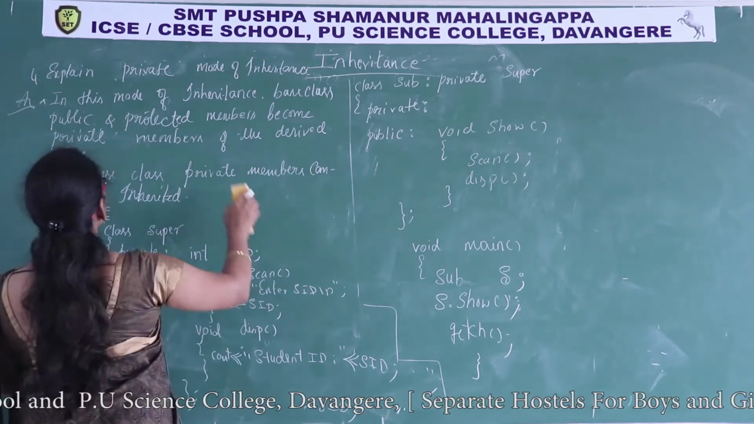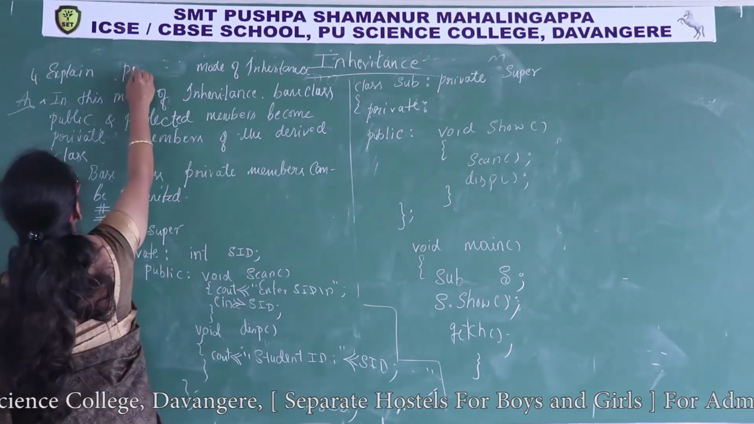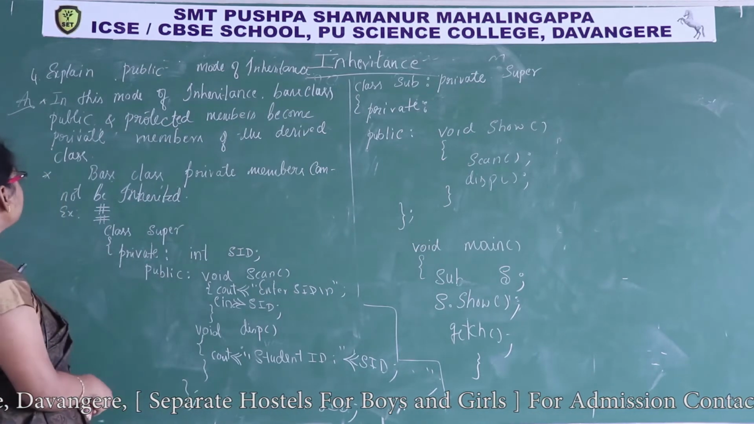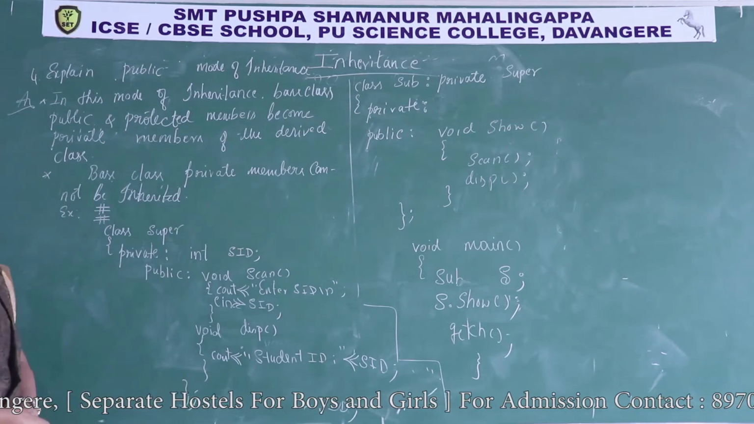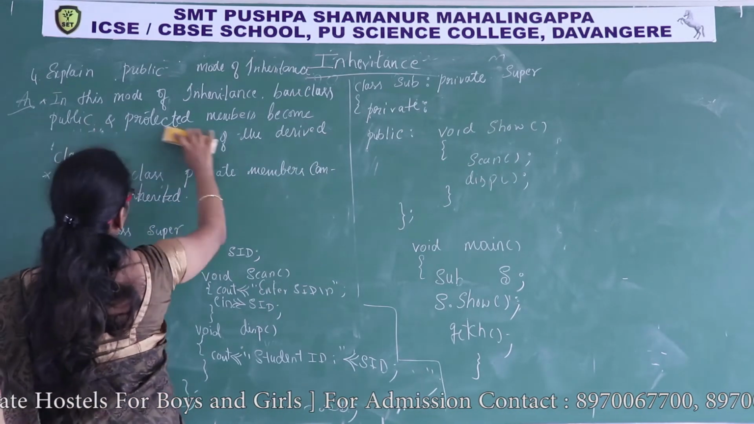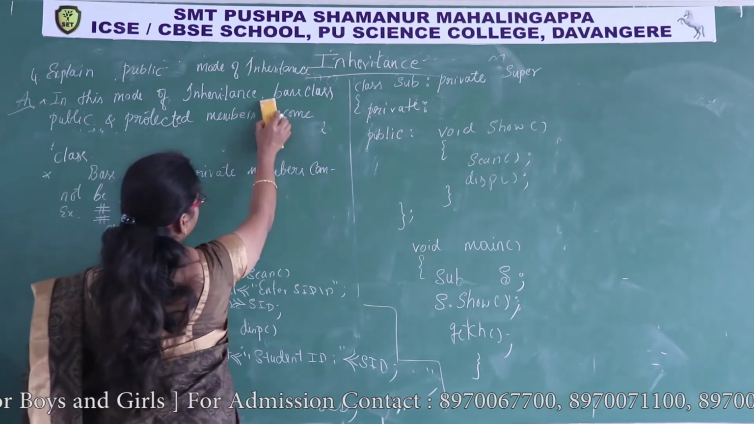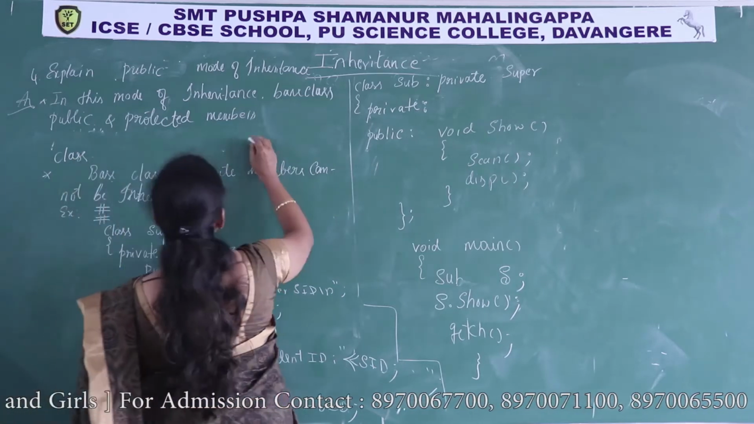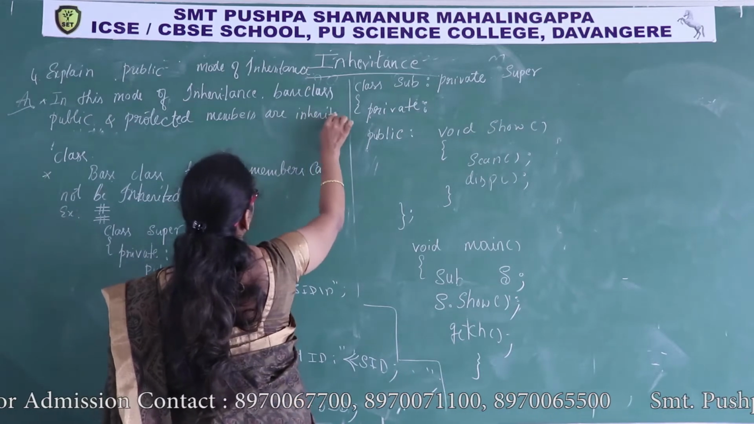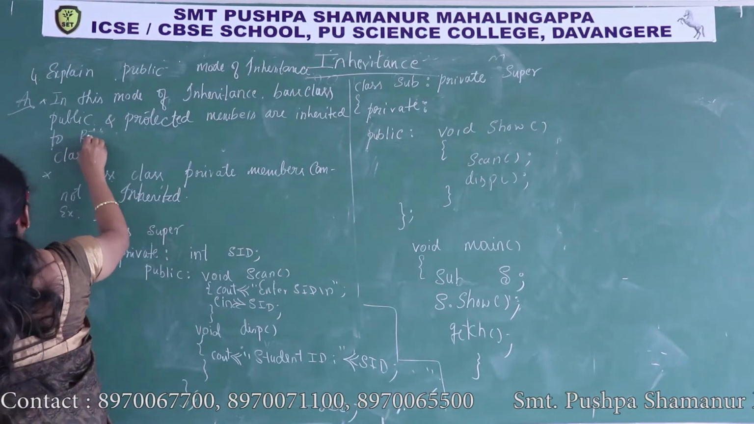Next mode is public mode of inheritance. So what is the explanation? In this mode of inheritance, base class public and protected members become public and protected members respectively. Public members go to the respective sections. Members are inherited to the respective sections of the derived class.